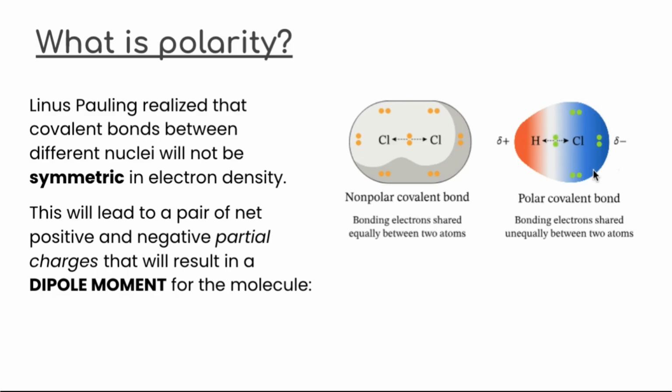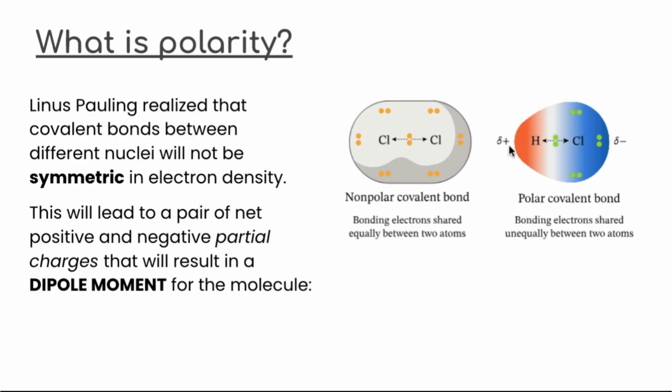Keep in mind something really important. These are not electrical charges. These are partial regions where electrons can be found. And we represent that with this symbol, delta negative when we have a lot of electrons, delta positive when we don't have a lot of electrons.